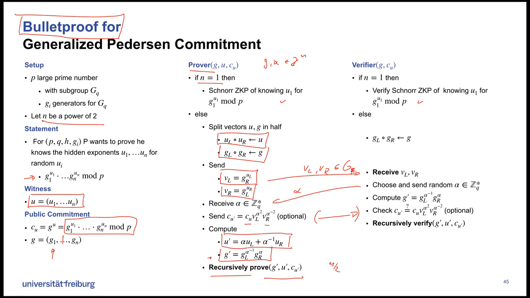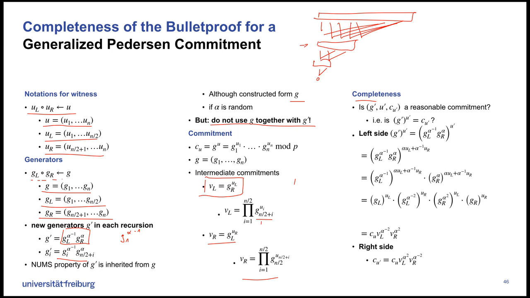Which boils down to the question: is the new commitment, G prime to the power of U prime, true? Is the new commitment true? Or is it something else? And this also gives some insight into why we do these strange things. Okay, so G prime to the U prime: this is the definition of a new thing, so I plug in this value and take it to the power of U prime.